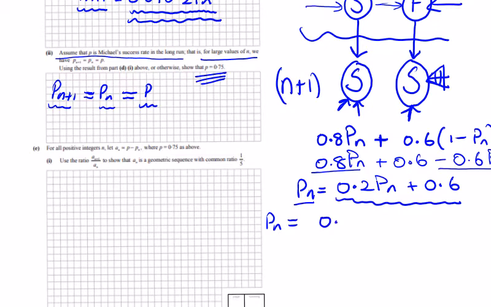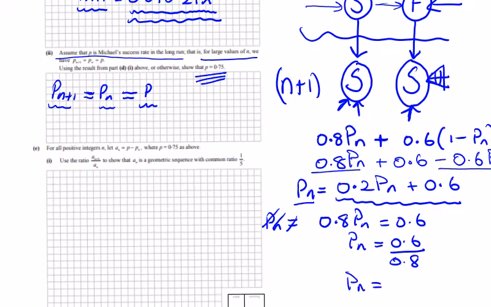So if I bring 0.2 Pn to the left, I'm going to have 0.8 Pn equals 0.6. I'm dividing across by 0.8. 0.6 over 0.8 is 3/4. So in the long run, the probability of success is 0.75 or 3/4, which is what you're asked up here. Now, I'll just write this out again.